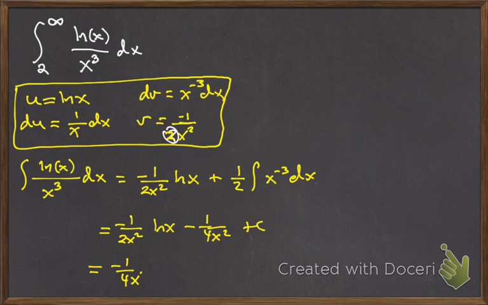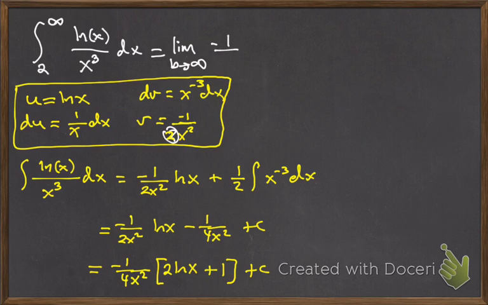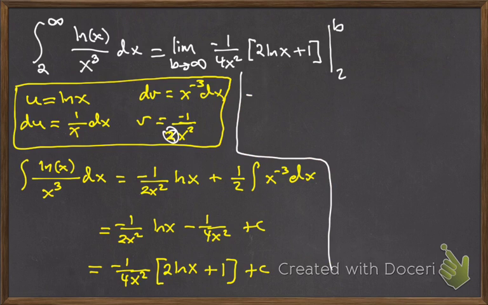We do have a greatest common factor of negative 1/4 x squared, so we'll factor that out, and we have 2 natural log of x plus 1 plus your constant of integration. So it's good to simplify the antiderivative if we can, especially since we're going to take the limit, and we've got to see what's going on with that. All right, so we're going to look at the limit as b goes to infinity of our antiderivative evaluated at its endpoints, which will be 2 and b.